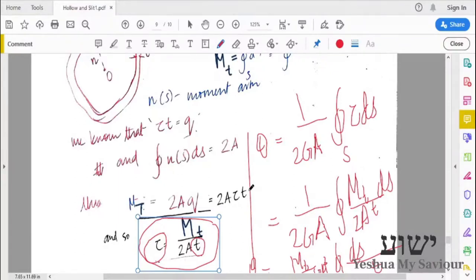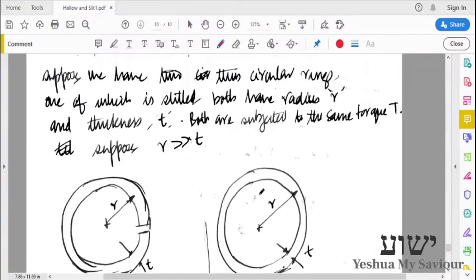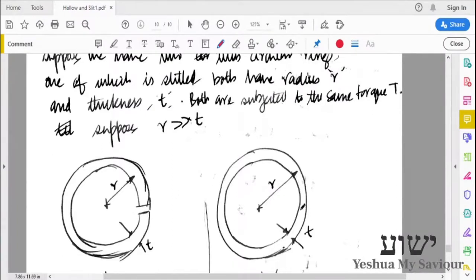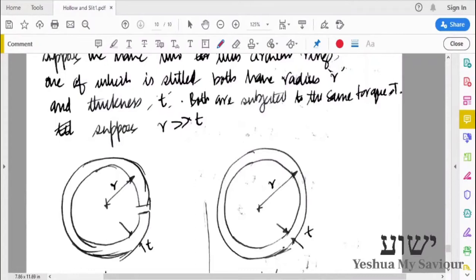So we'll just consider a simple example. Suppose we are given two circular rings. One is slitted, one is a whole ring, and suppose they have the same radius and same thickness, and both are subjected to the same torque T. Suppose that we have to find out the stresses acting on it and the twist per unit length, and we have to compare. Suppose that the radius is very much larger than the thickness of the ring. Obviously, in this case, we can apply the equation for thin rectangular section for the slitted ring, and here we can apply the equation for thin hollow section.